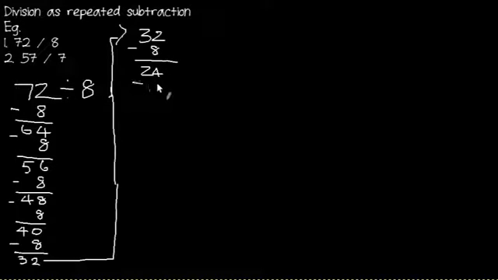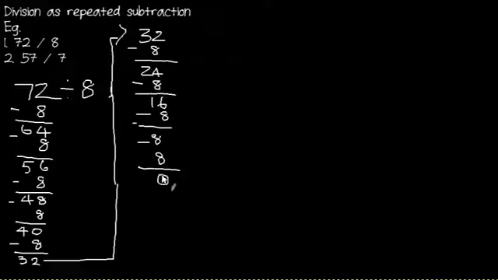Minus 8, 16. Minus 8 is 8. Minus 8 is 0. And so, in other words, you continuously subtract until you get to zero.